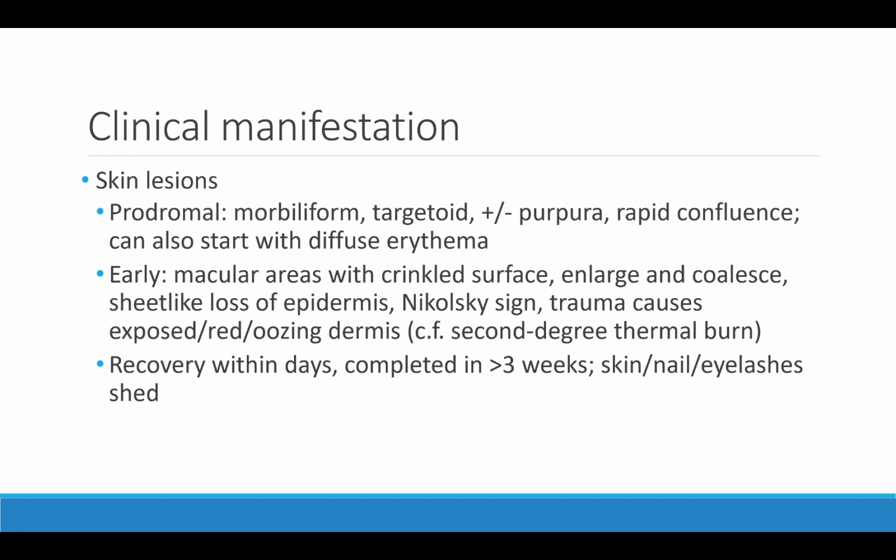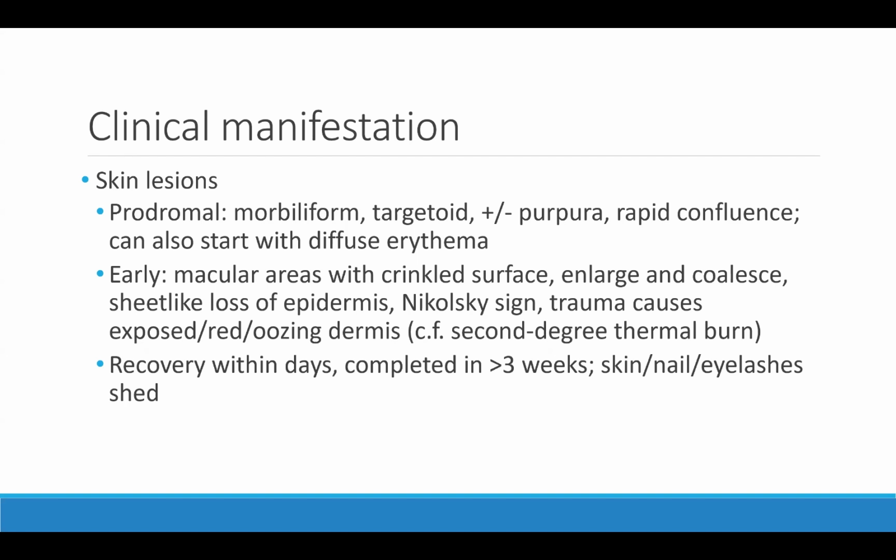Then you have the skin lesions. In the prodromal phase, these can be morbilliform, targetoid, with or without purpura, and they can become confluent rapidly. They can also start with diffuse erythema. Early lesions are macular areas with crinkled surfaces which enlarge and coalesce. Then you develop sheet-like loss of epidermis with a positive Nikolsky sign. Trauma causes exposed, red or oozing dermis, and this can be compared to a second-degree thermal burn.